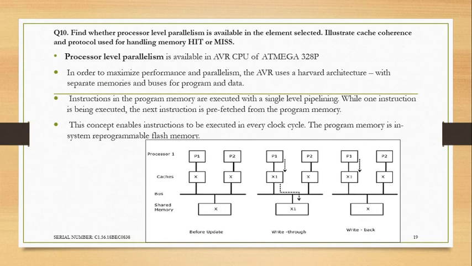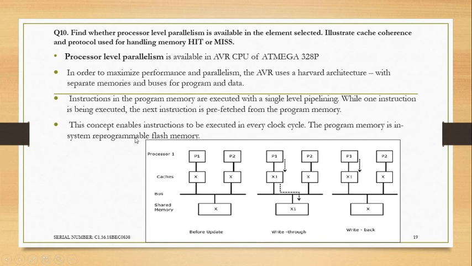While one instruction is being executed, the next instruction is prefetched from the program memory. This concept enables instructions to be executed in every clock cycle. The program memory is in-system reprogrammable flash memory. The AVR CPU of the ATmega328P has a two-level pipelining system, and PIC microcontrollers also have a two-level pipelining system. Source is from Wikipedia.